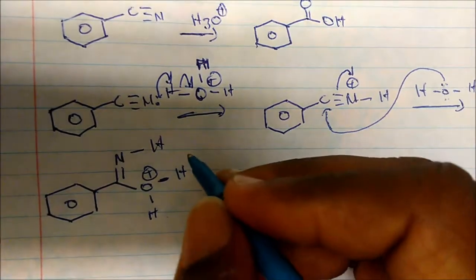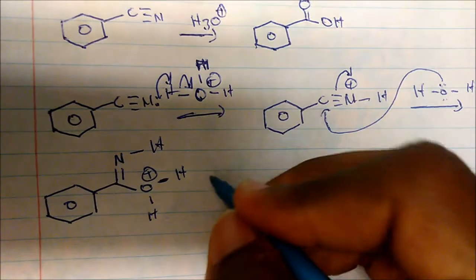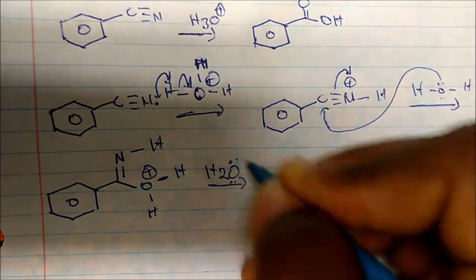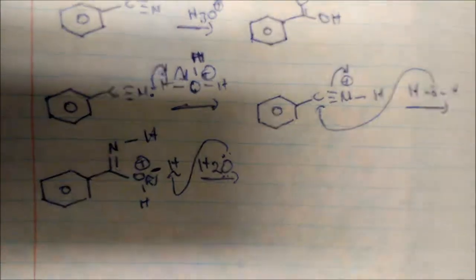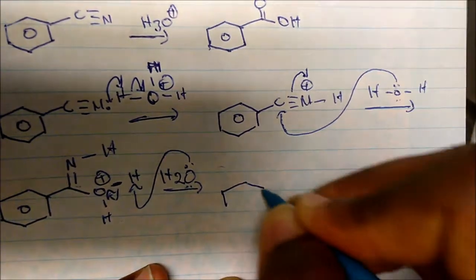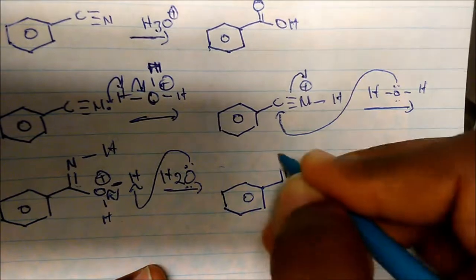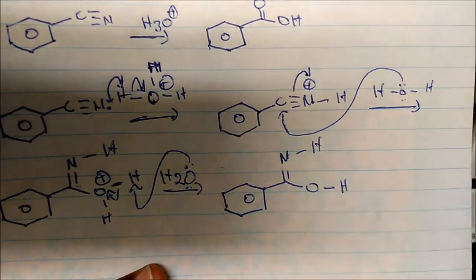What do you guys think will happen in the next step? We still have water in solution, and it will come in and act as a base and take one of those protons off and give that bond in the form of lone pairs to the oxygen. So we neutralize the molecule in that sense. Now we have our nitrogen, still with our hydrogen, but now this is an OH.